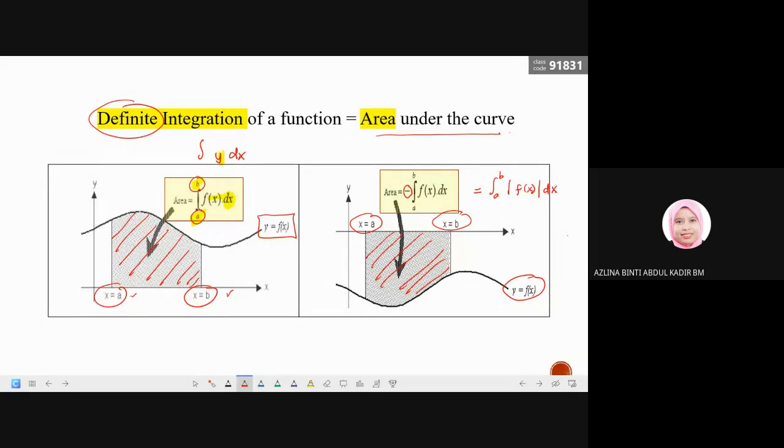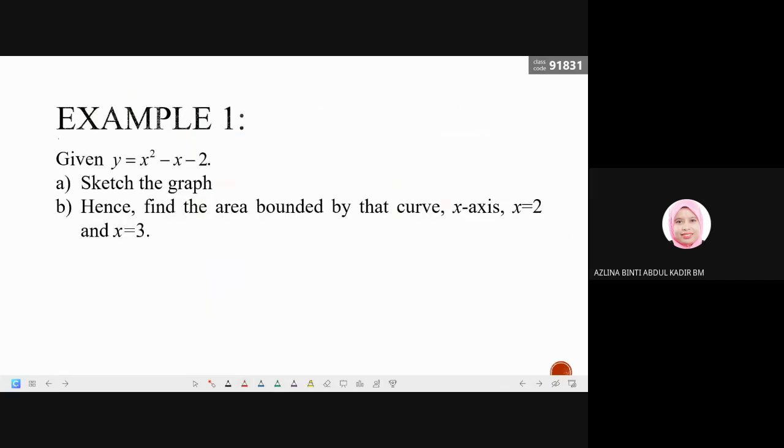Modulus fx dx kenapa? Sebab area of a region is always positive. Awak ingat area is always positive. Dia cannot be negative. So awak kena letak modulus lah. Kalau tak ingat letak modulus, ataupun negatif kat depan. Mana-mana asalkan positif. Let's look at example 1.